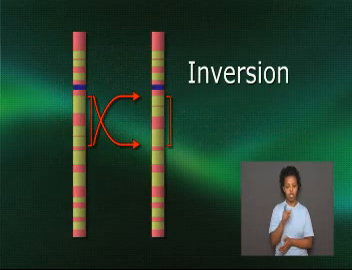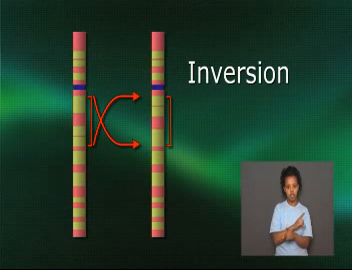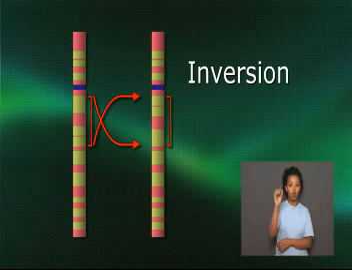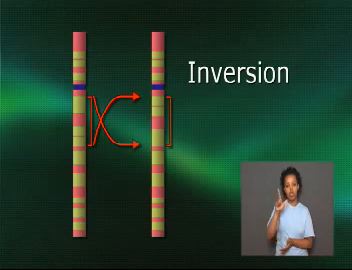Inversion is a chromosomal mutation that occurs when an area of DNA on a chromosome reverses its orientation on the chromosome. A person can develop leukemia when an inversion occurs on a chromosome 16.